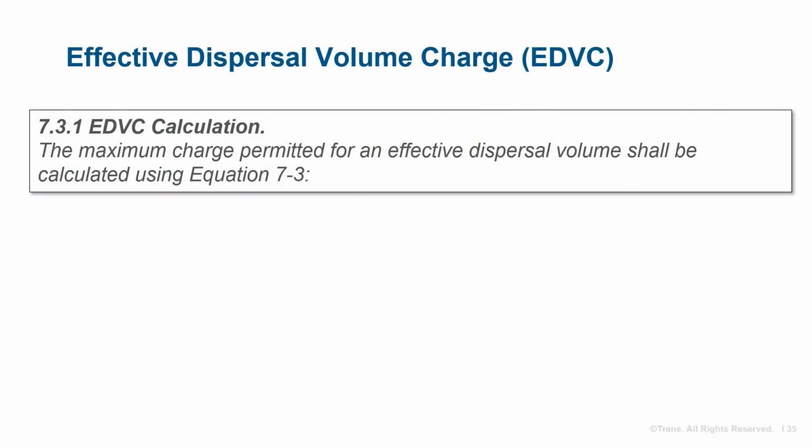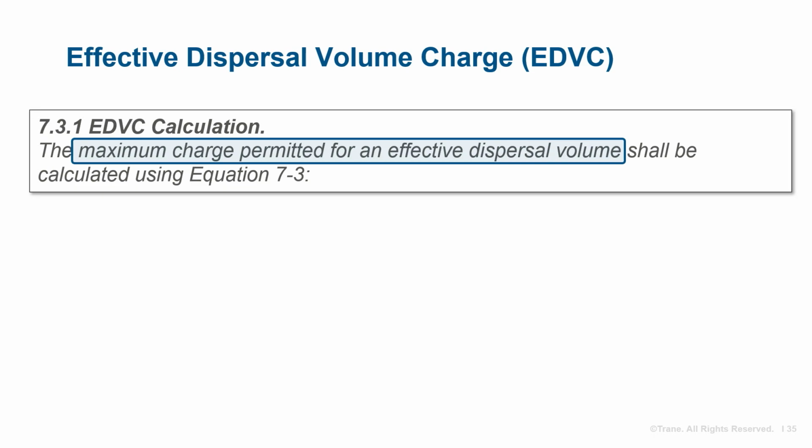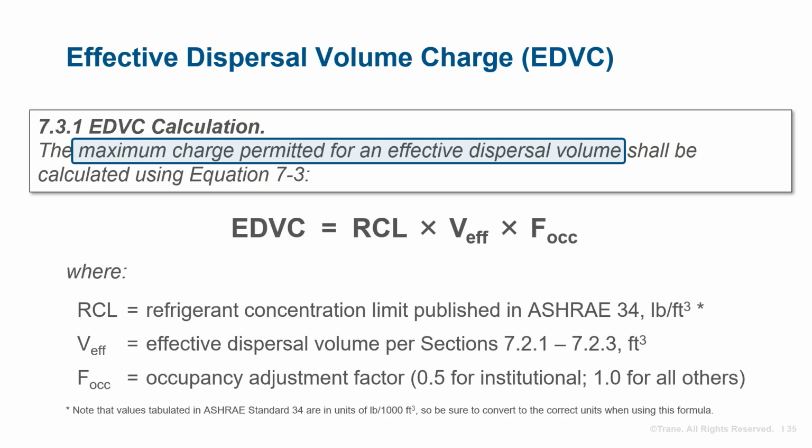But right now, let's look closer at this new term, effective dispersal volume charge. This is the maximum charge permitted for an effective dispersal volume. It's calculated by multiplying the refrigerant concentration limit by the effective dispersal volume, and then by an adjustment factor for the occupancy classification. Now, similar to previous versions of Standard 15, this concept is based on a maximum allowable concentration of refrigerant, the RCL, that could result from a complete discharge into the volume of a space.